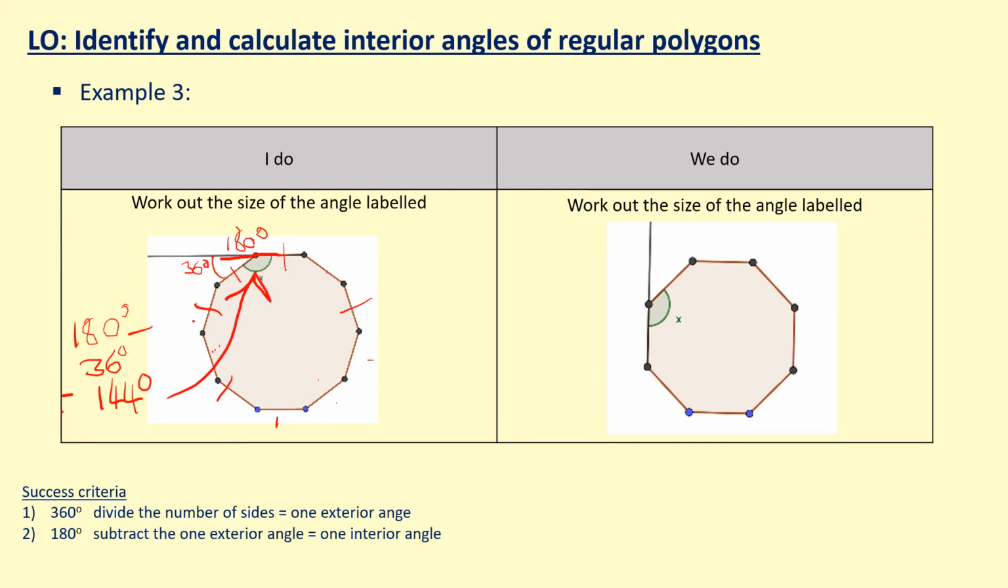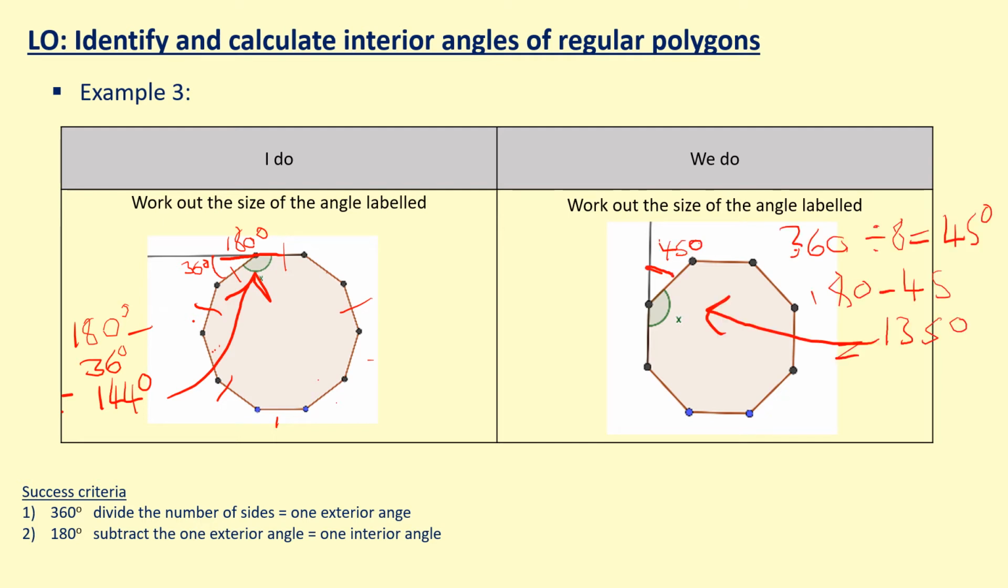Okay. Pause the video, have a go at the we do, please. Okay, so for the we do, you have 135 degrees as your answer. So you worked out the difference, like we just explained in the I do, which you've been doing in the other examples. So well done if you got this right. Make any corrections that you need. Pause now and then press play when you're ready to move on.